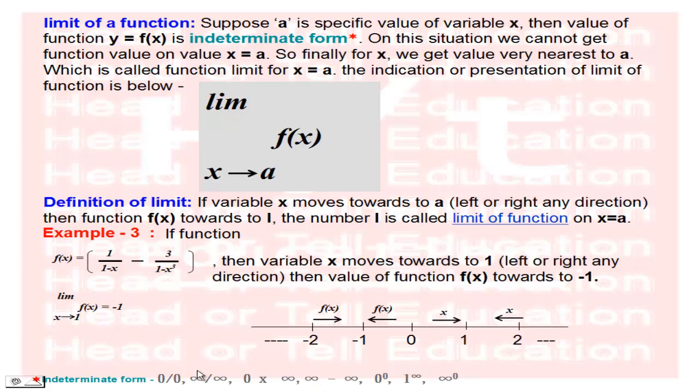So we try to find values nearest to 1. On this scale, x moves or increases towards 1, but not fully 1. If we reach fully 1, then we have the form infinity minus infinity. So we put values before 1, and we get limit x tends to 1 of f(x) equals minus 1. So this is the limit of the function.